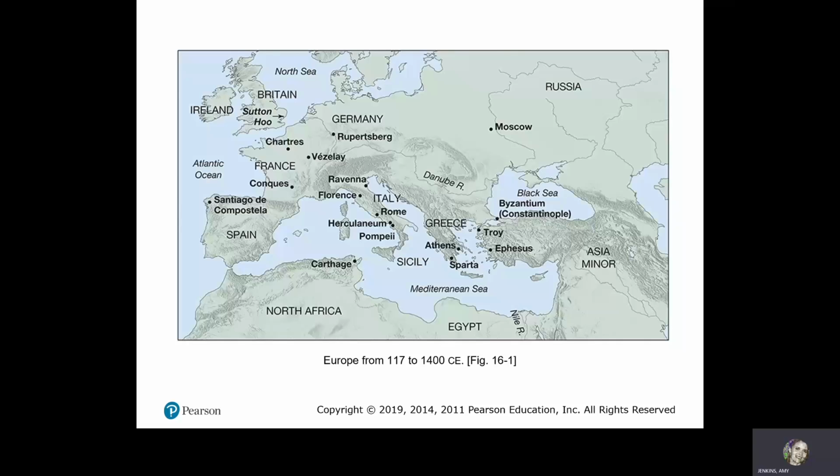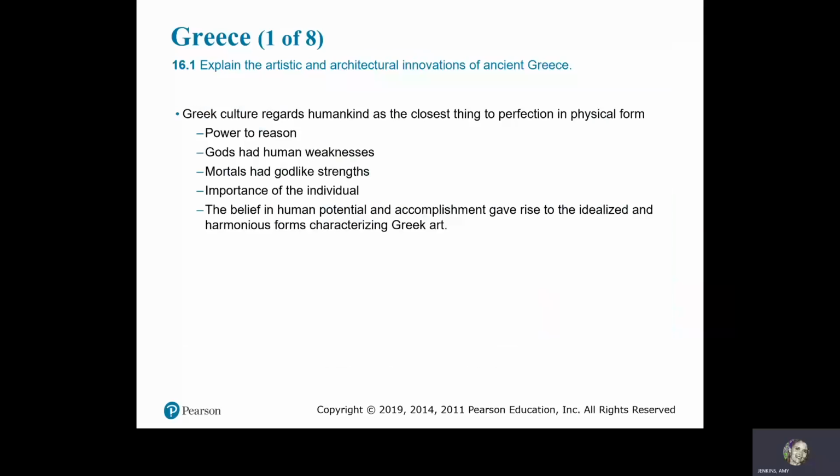Here is a map of Europe showing current countries and listings of where artworks are. This is Europe from 117 to 1400 CE.